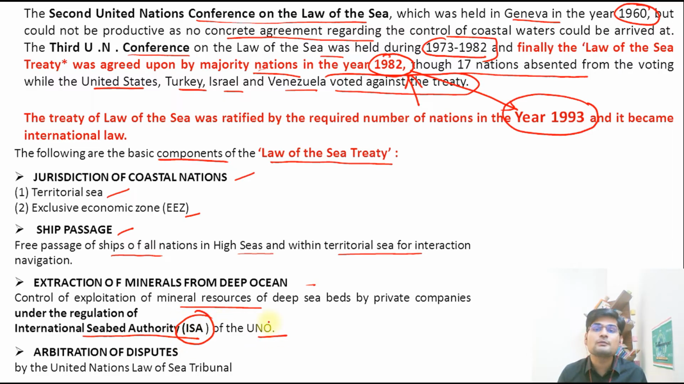Then there was also the question of how a dispute will be resolved. So arbitration of disputes was another clause that was part of the Law of the Sea Treaty, and it was to be under the United Nations Law of the Sea Tribunal. So there was a tribunal which was set up under which all those arbitrations were discussed and resolved. So that was the provision that we see.